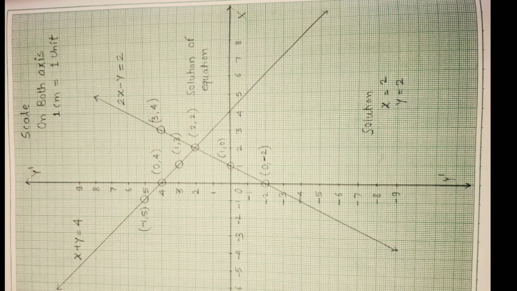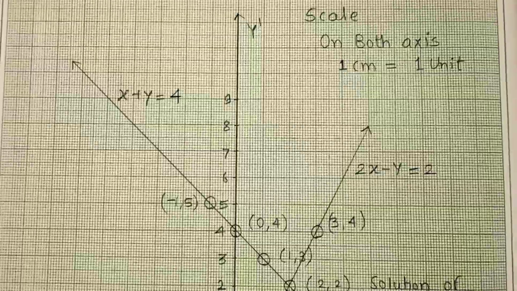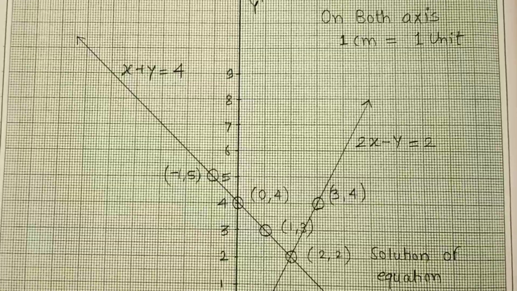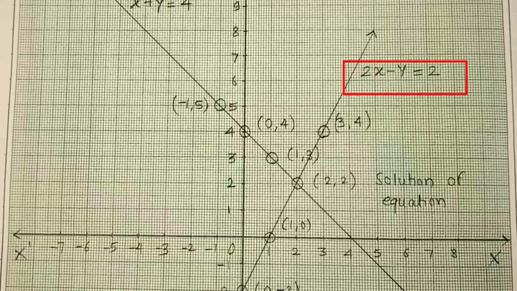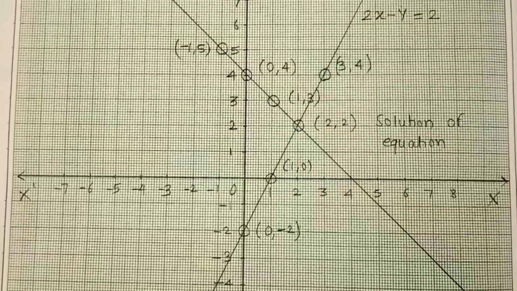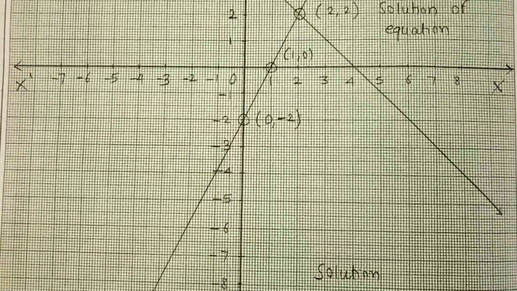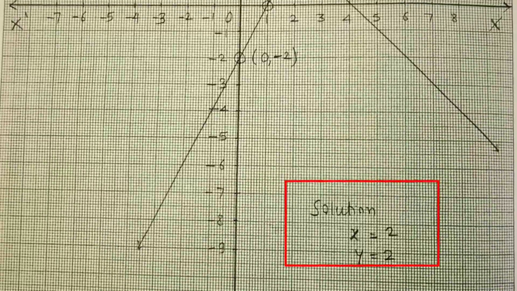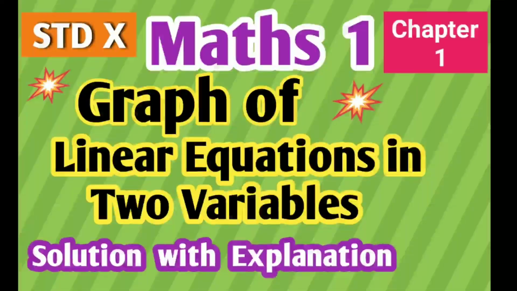Stop the video and see the graph carefully. Scale on both axes. 1 centimeter is equal to 1 unit. Equation x plus y is equal to 4. Equation 2x minus y is equal to 2. Two lines intersect at point (2, 2). Therefore, solution x is equal to 2 and y is equal to 2.